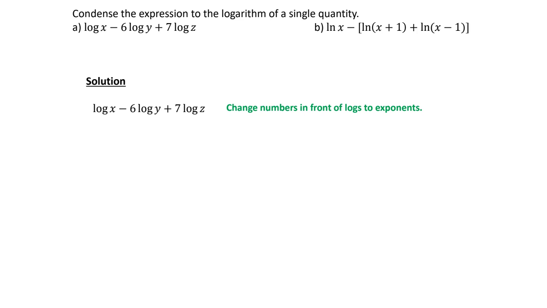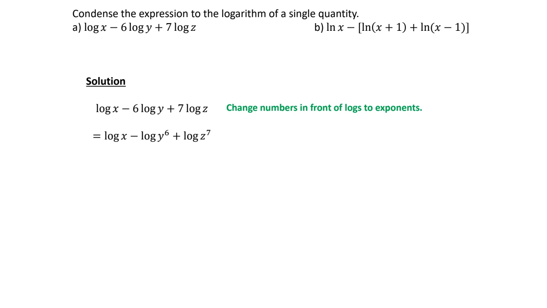The first property that I'm going to apply is the power rule. It says that when I have a number being multiplied to a log, that number is represented as an exponent. So I'll go ahead and do that: log of x, minus the log of y to the 6, plus the log of z to the 7. Now, I have to follow order of operations, but since they're all addition and subtraction, the order really doesn't matter.